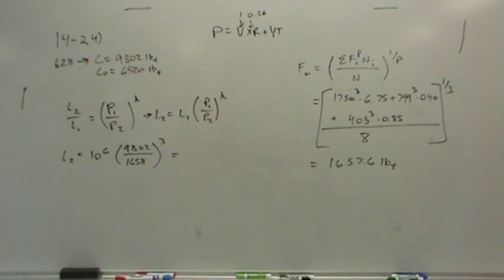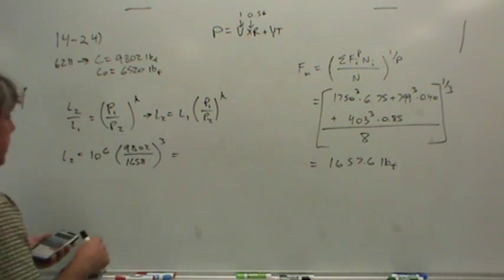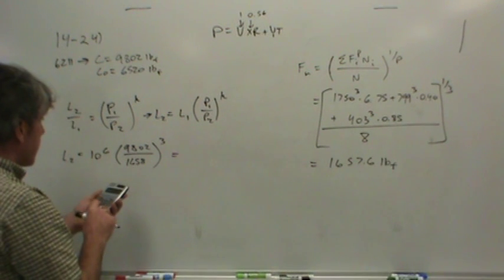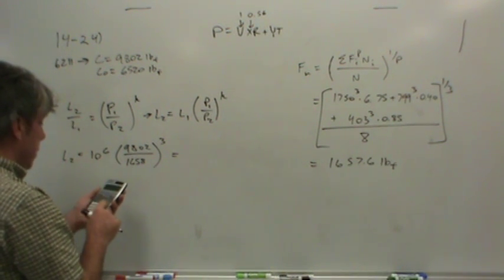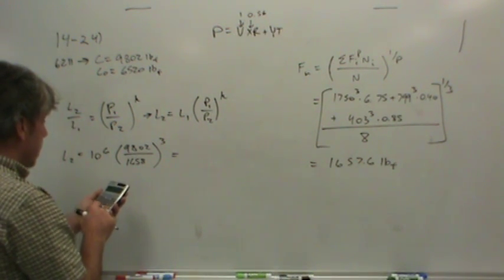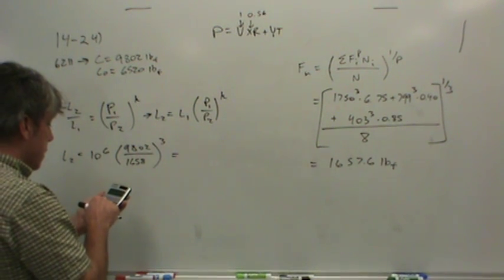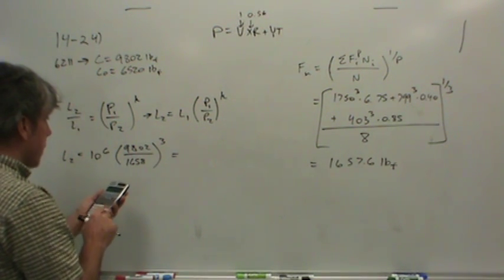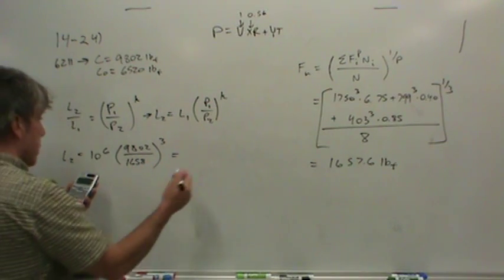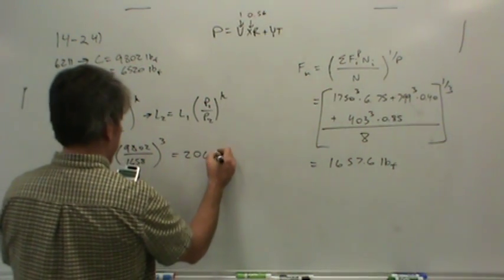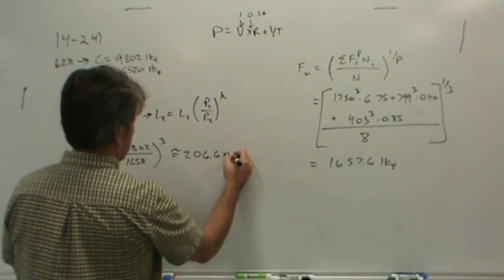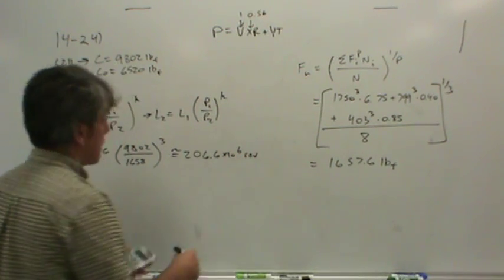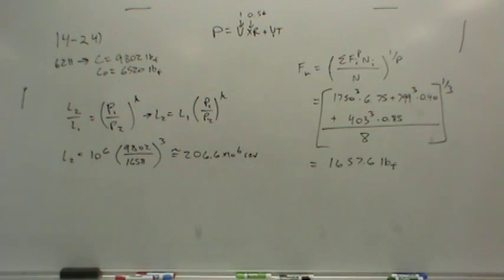The numbers in the text, as I said, have changed from the bearings a bit, and so this is slightly different. I'll have to switch over to my calculator. 9802 divided by 1658 to the power of 3 gives me this term. So I've got 206.6 or so times 10 to the 6th revolutions. That's how long this bearing should last.